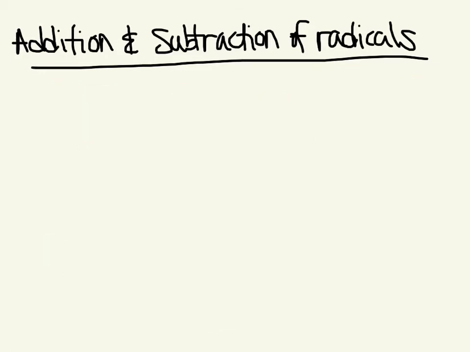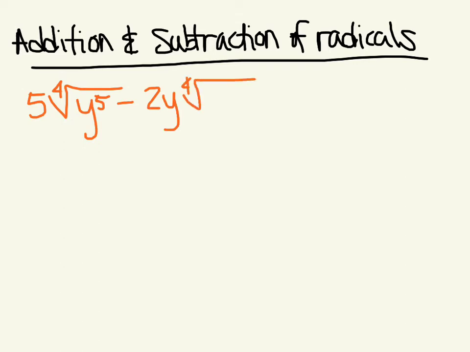Hi class, this video is going to be on the addition and subtraction of radicals. And the example that we're going to do is 5 times the 4th root of y to the 5 minus 2y times the 4th root of y plus the 4th root of 16 y to the 7.